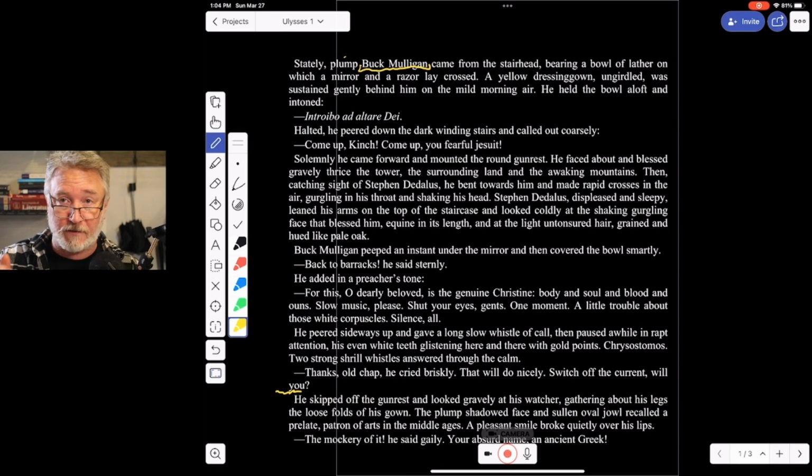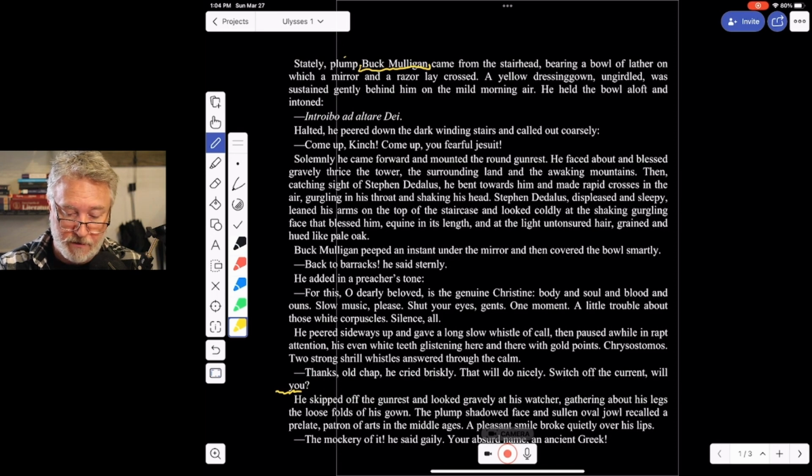we're invoking the beginning of the Mass, or Buck Mulligan is here, and he's carrying a bowl of lather, a razor, a mirror, and he's wearing a yellow dressing gown that's ungirdled. So he's exposing himself to the world. He's naked. Anyway, so he says this Latin phrase, which I won't attempt to butcher again.